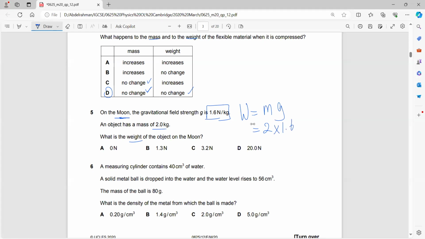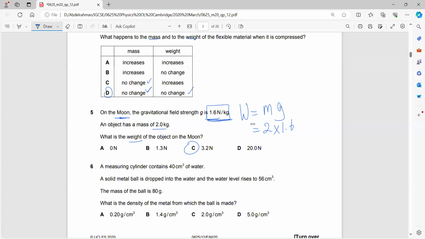2 times 1.6. You cannot use 9.8, because this object is on the moon, not on Earth. If I said the weight on Earth, you'd multiply 2 times 9.8. But since this object is on the moon, the weight will be much less. The g on the moon is 1.6. So 2 times 1.6 is 3.2 newtons. That was quite easy.